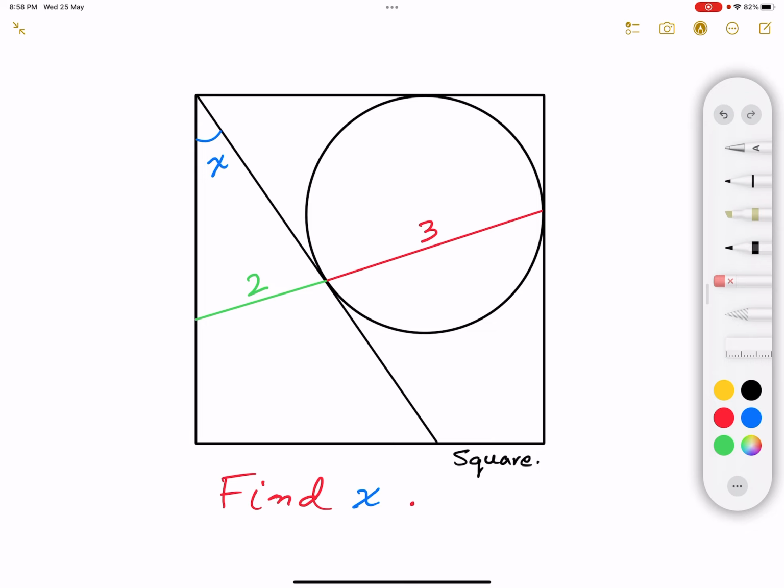Now, given the two line segments, 3 and 2, basically the red line segment is connecting the two tangential points, and the continuation of the red line segment hits the square side at a point. Now the remaining length is equal to 2. So if these side lengths, 3 and 2, are given, find the angle x.